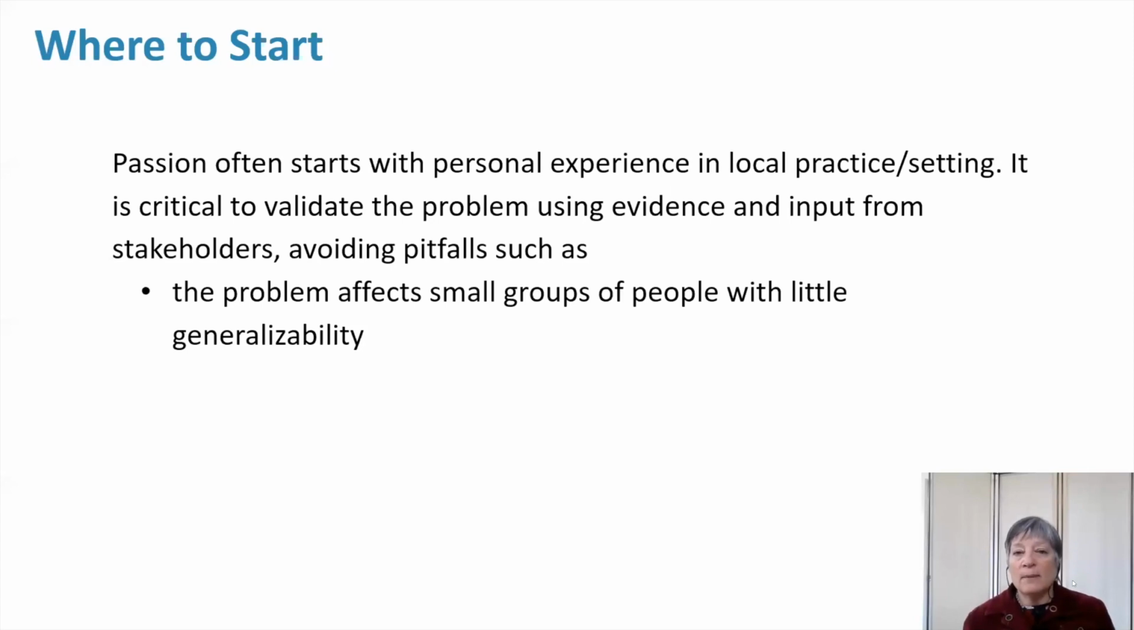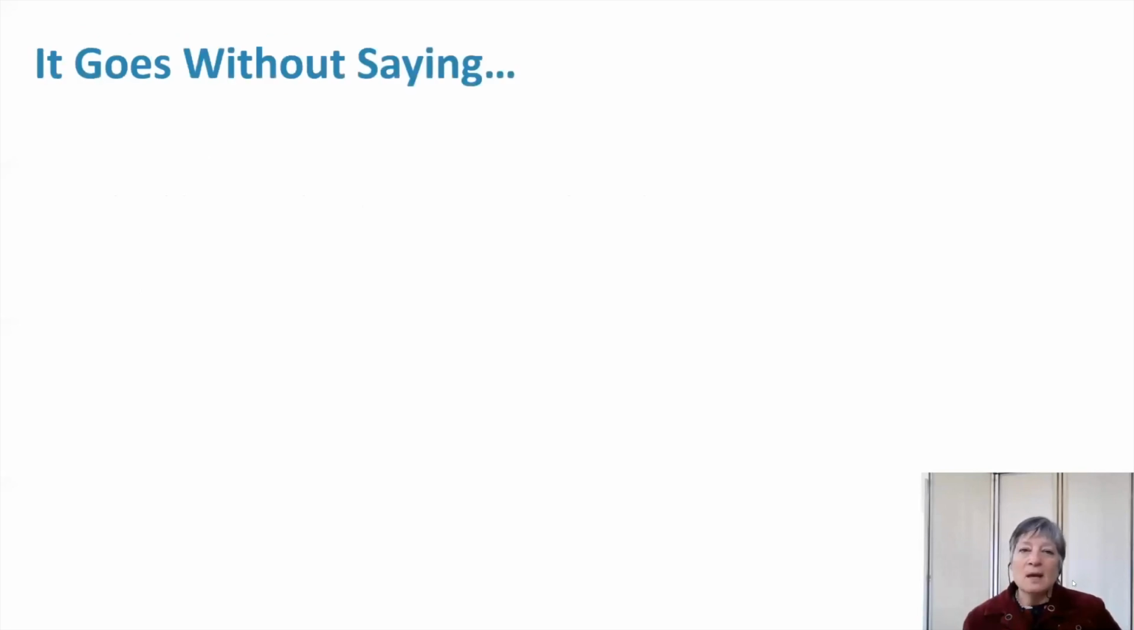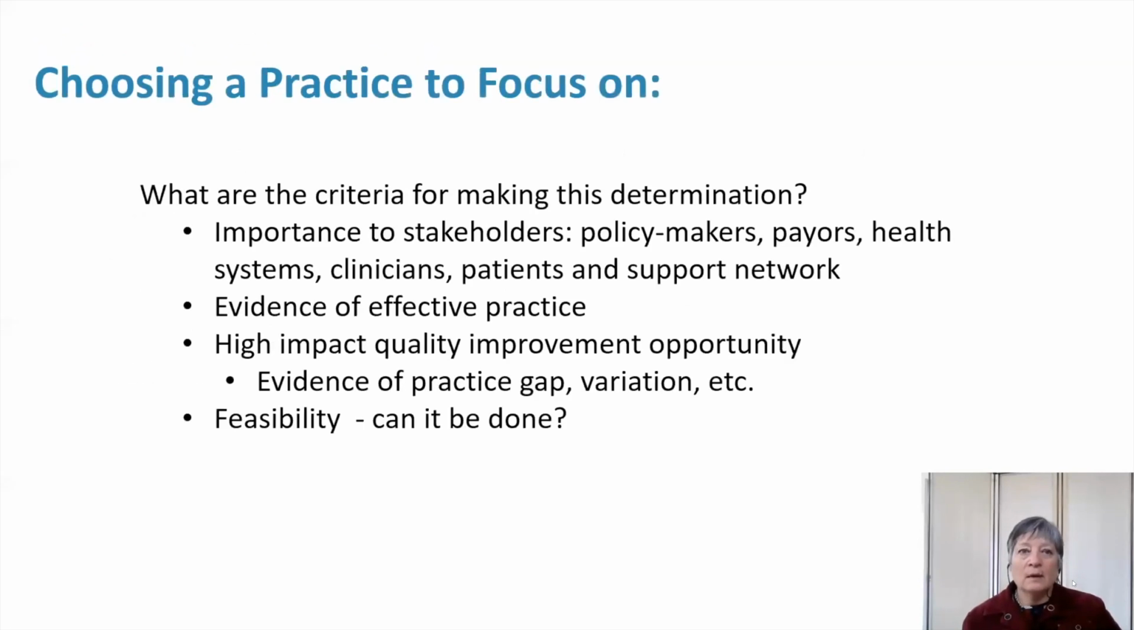And so by doing that work of getting stakeholder input and looking into the evidence, one can avoid these important problems of having projects with lack of generalizability and inability to get traction with the necessary stakeholders, and also limited evidence to guide the practice. So it goes without saying, really, that one should focus on high impact problems, but how to find them? I'm going to offer a few buckets to think about in terms of choosing what those criteria ought to be.